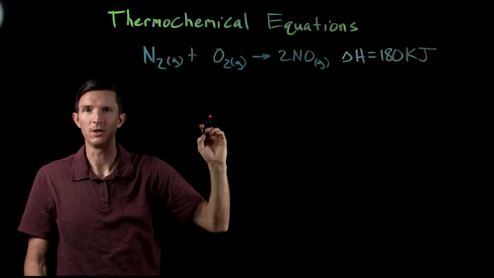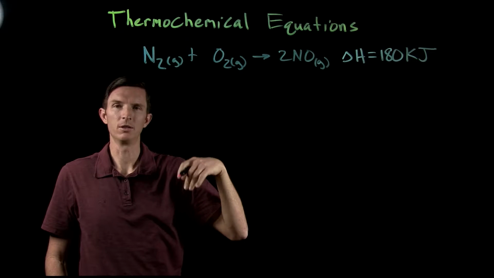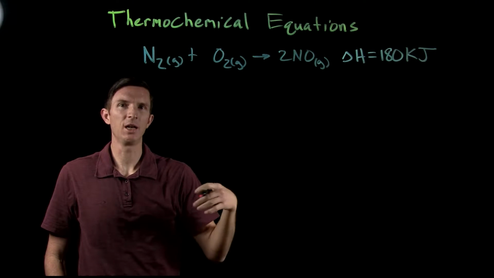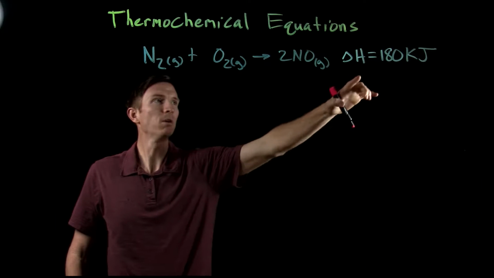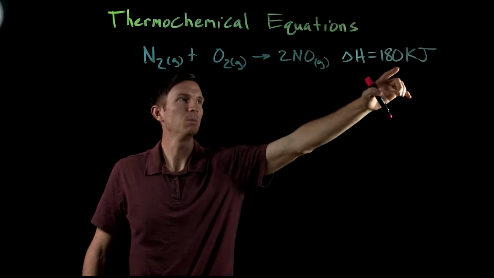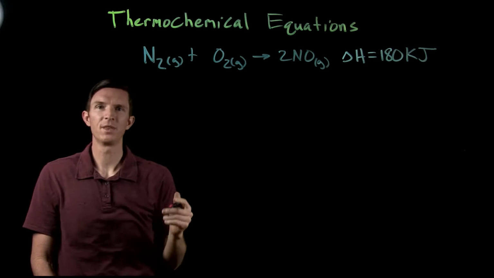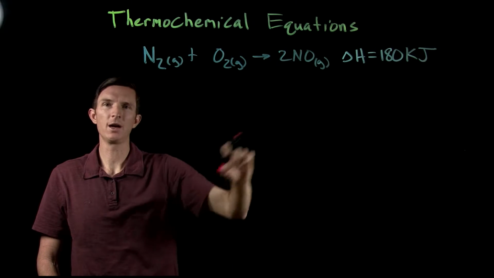We've discussed enthalpy and what enthalpy is now. We know it's a form of energy, an exchange of heat as a reaction happens. Well, we would measure the enthalpy for this reaction to be 180 kilojoules. Now, what does that mean with regards to our reaction?